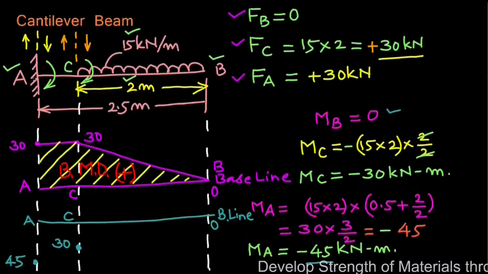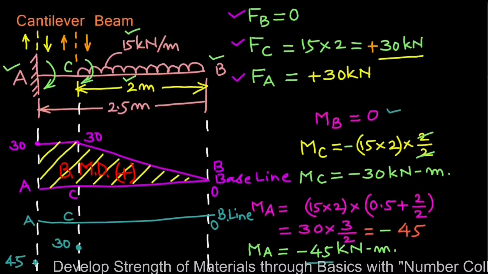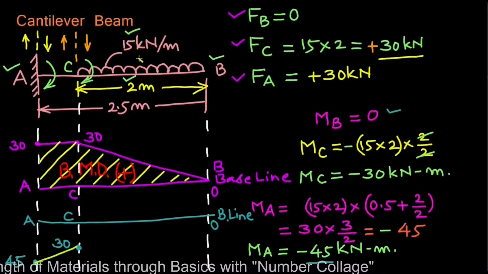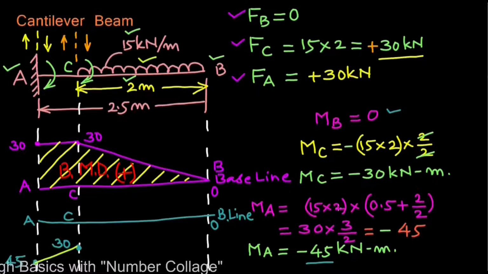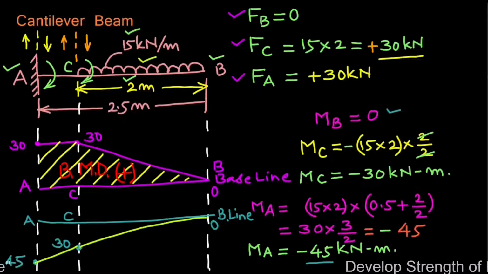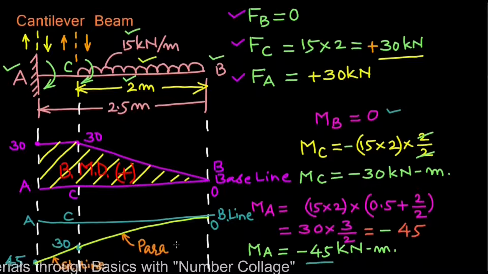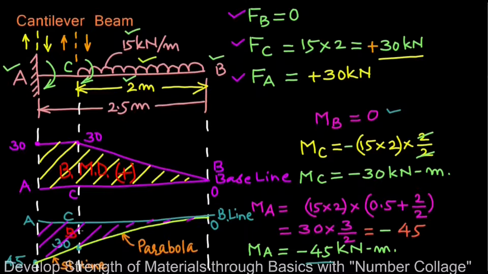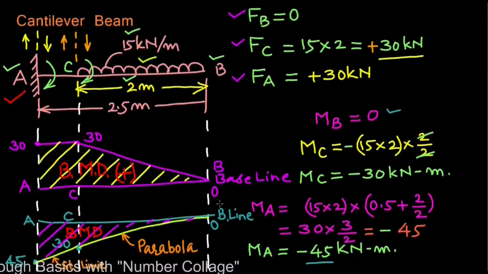There is no load between points A and C, so the line joining 45 and 30 will be a straight line, and there is UDL from point C to point B. The bending moment curve will be a parabola like this. So this is a straight line, while this is a parabola due to UDL. So this will be the bending moment diagram for this cantilever beam loaded as shown.